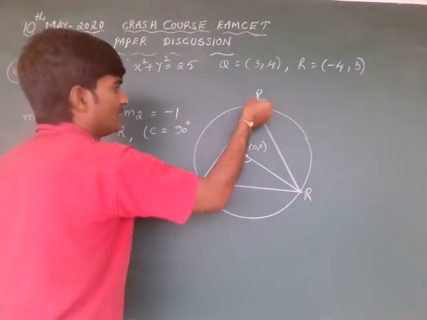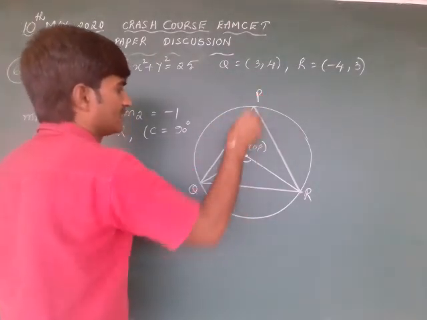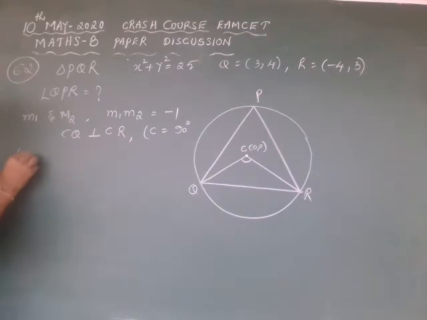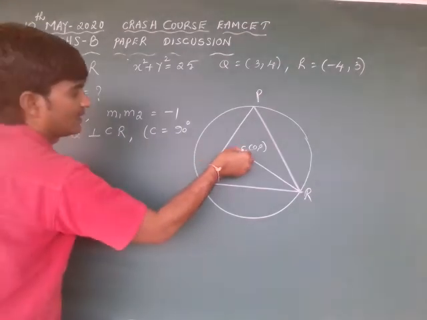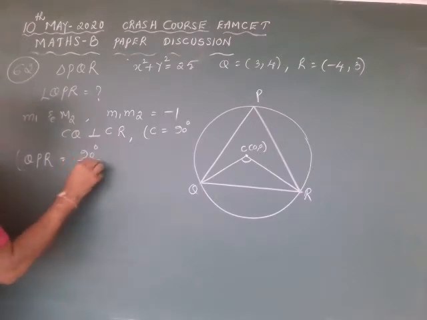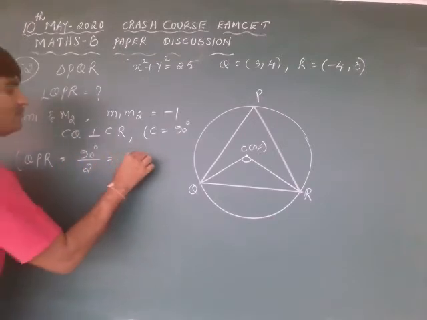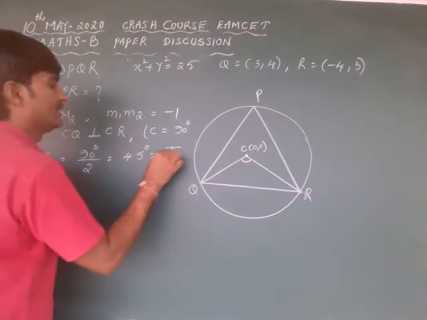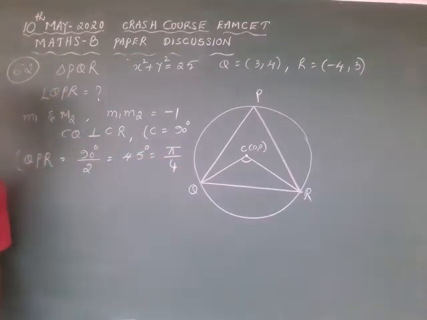When the point P is on the circumference of the circle, angle QPR is equal to half of the angle made by the center, that is 90 degrees divided by 2 is equal to 45 degrees. Written in radian measure, it is pi by 4.